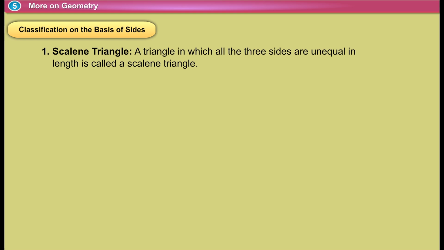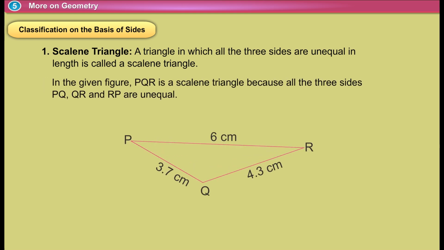1. Scalene triangle. A triangle in which all the 3 sides are unequal in length is called a scalene triangle. In the given figure, PQR is a scalene triangle because all the 3 sides PQ, QR and RP are unequal.